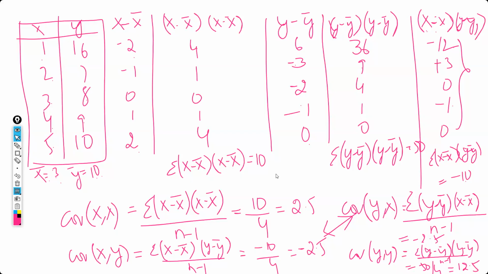Covariance of x comma x is also called the variance of x. Covariance of y comma y is called the variance of y. What is the formula of the variance of x? Open your statistics notes. Go back to the variance formula. Wherever you have written the variance formula, go back to there.